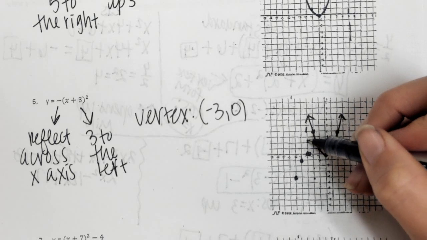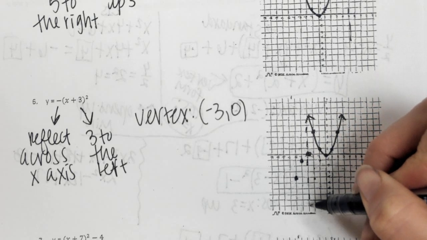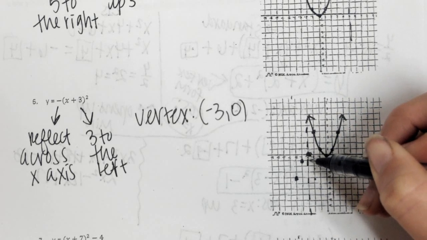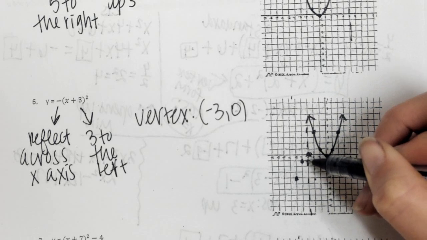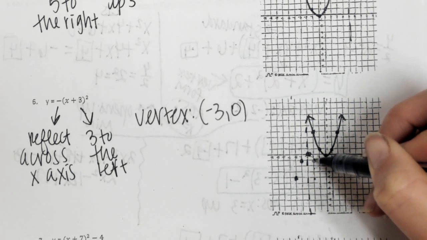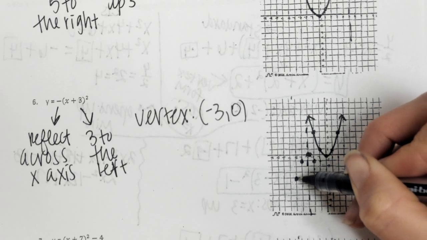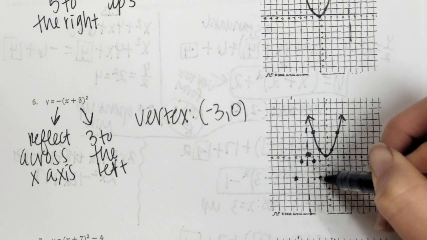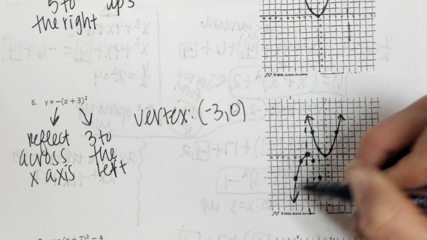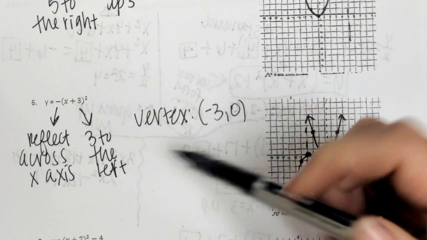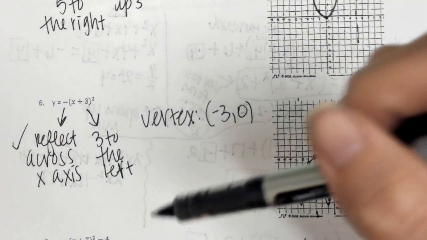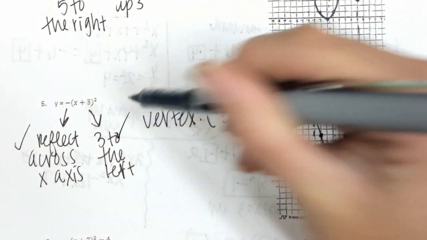And now I can just use this axis of symmetry to find out my other points because it's symmetrical. So here's my axis of symmetry. This one's 1 away, so I'm going to go 1 away in the other direction. This one's 2 away from my axis of symmetry, so I'm going to go 2 away in this direction. And you can see it's upside down, so it reflects across the x-axis. It's 3 to the left.